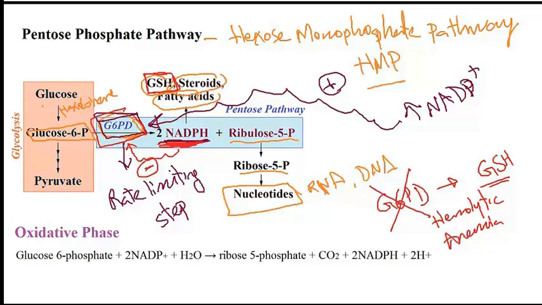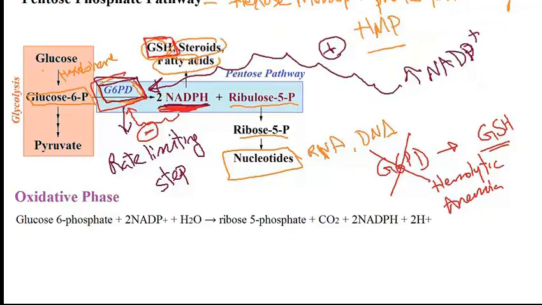Alright, now moving on with the pentose phosphate pathway, there are actually two different phases. One is the oxidative phase, which I just described for you, and the net reaction is glucose 6-phosphate plus 2 NADP+ plus H2O yields ribose 5-phosphate, a CO2 molecule, and 2 NADPH plus 2 H+. So this is basically the net reaction. I'm just going to draw the reaction in a little more detail for you.